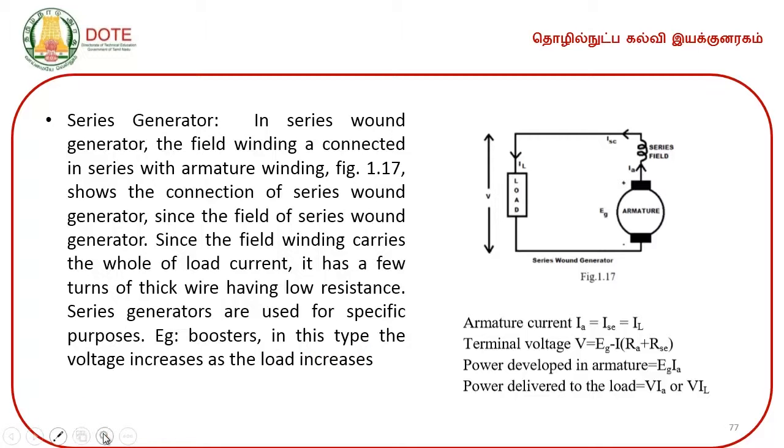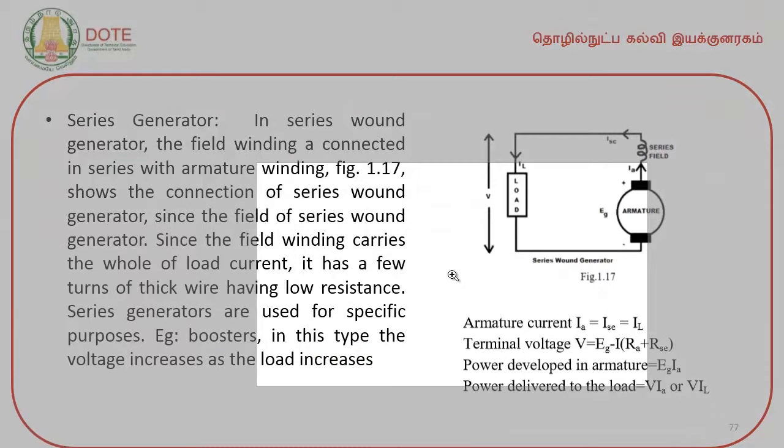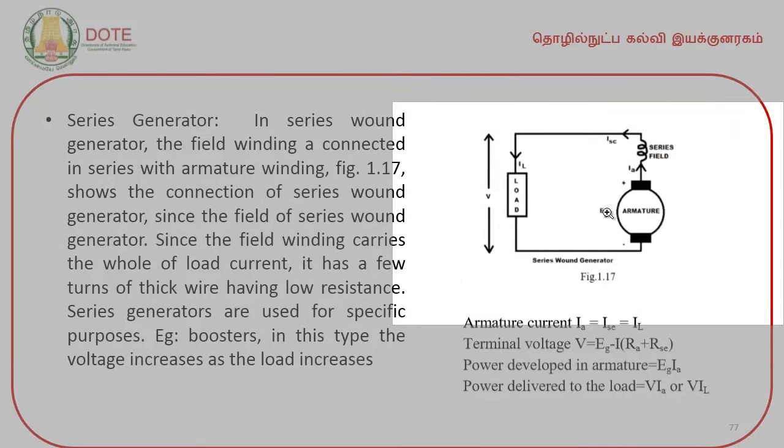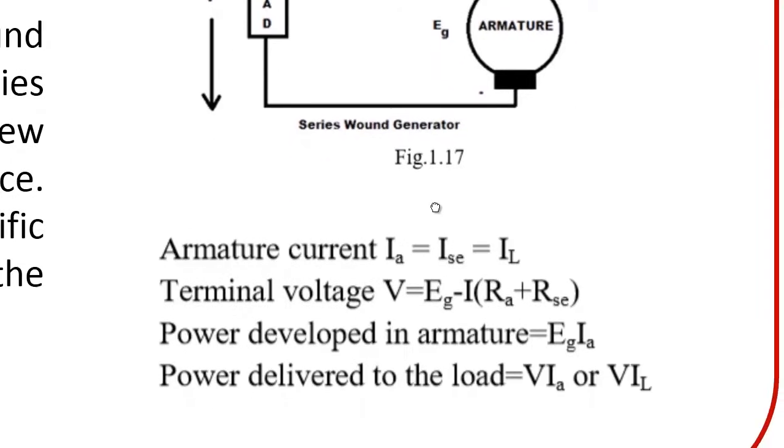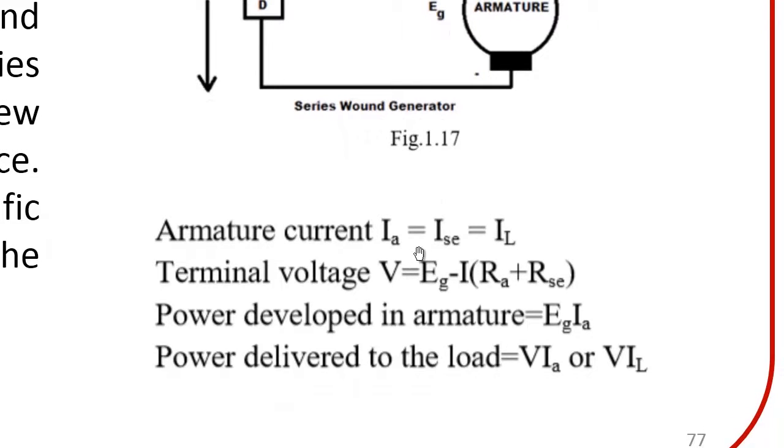Let me zoom it on. So, this is the structure of a series wound generator. This is the armature, whereas the series field is connected in series with the armature and then the load. Here the armature current IA is the same as the series field current, because the load current, armature current and the series current are all the same.